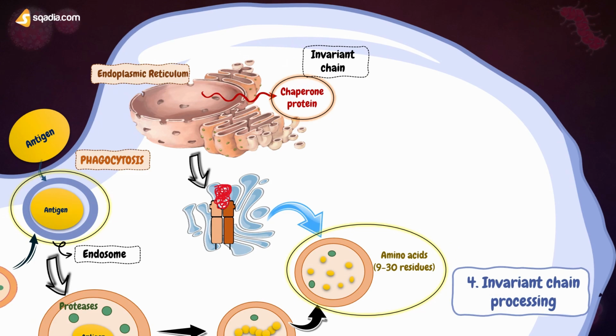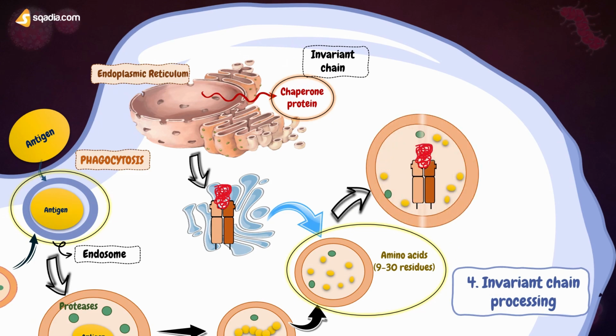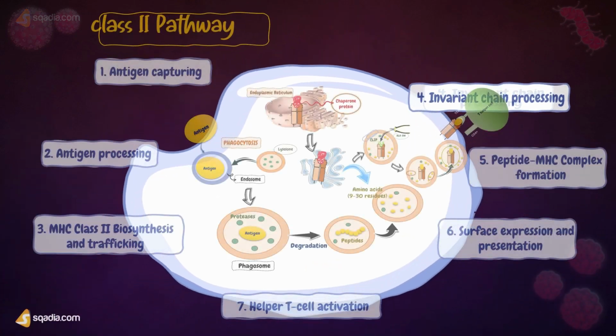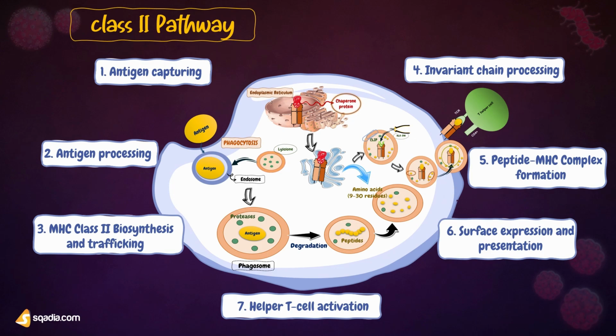Then in the next step, there occurs the invariant chain processing. After fusion with phagosomes, the invariant chain on the binding groove of MHC molecules is proteolytically degraded, leaving behind a small fragment known as CLIP, Class II associated invariant chain peptide. This CLIP fragment occupies the peptide binding groove of MHC Class II molecules, preventing unwanted peptide binding. Then another specialized molecule, called HLA-DM, acts as a peptide exchange catalyst, facilitating the removal of CLIP and the loading of antigen-derived peptides onto MHC Class II molecules.